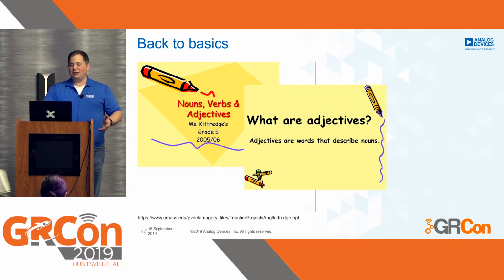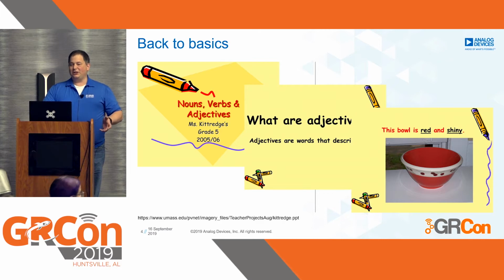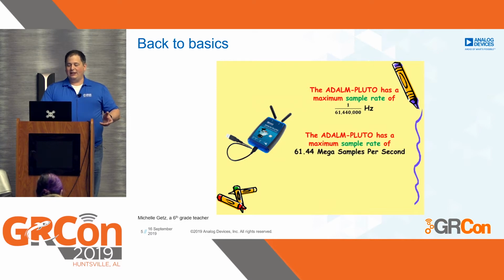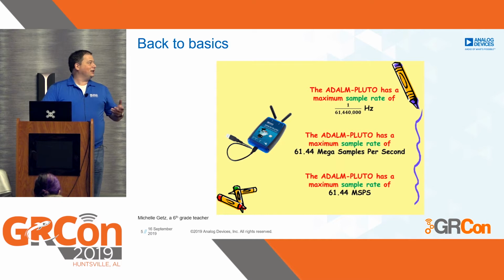Adjectives are words that describe those nouns, like the bowl is red and shiny, or the Pluto has a maximum sample rate of 1/61,440,000 Hertz. And again, these are just nouns and adjectives. But that would be a super complicated way to say things. So we say megasamples per second, and then because we're electrical engineers, we try and put it in a nice acronym so nobody can understand it except other electrical engineers.